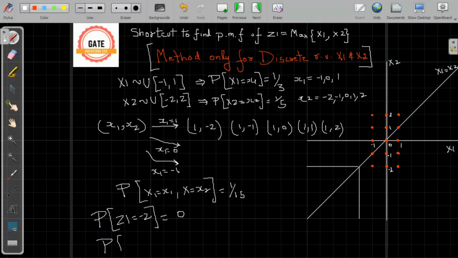Similarly, let's see what is the probability that Z1 is minus 1. For this, we draw the boundary with the corner at minus 1 comma minus 1. So it will be this boundary.